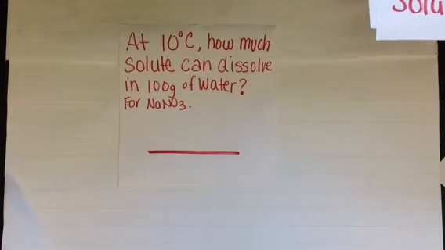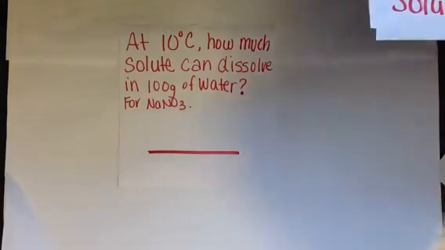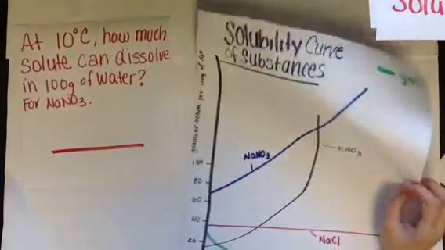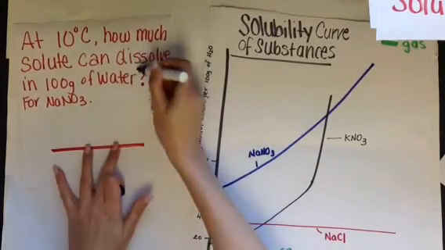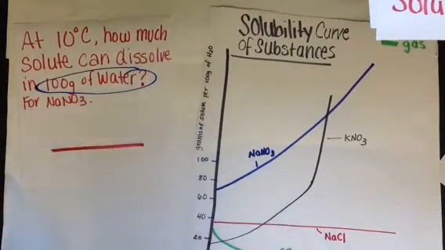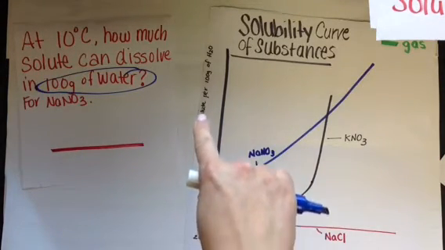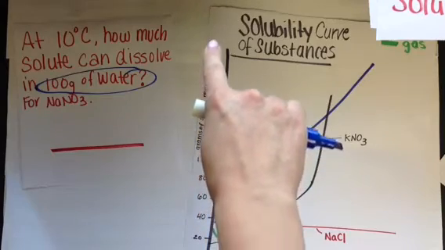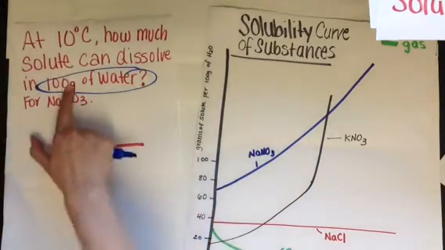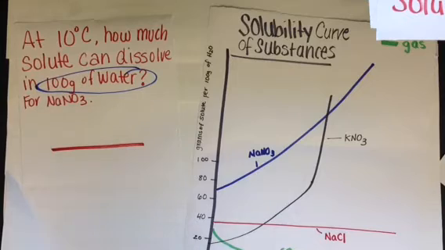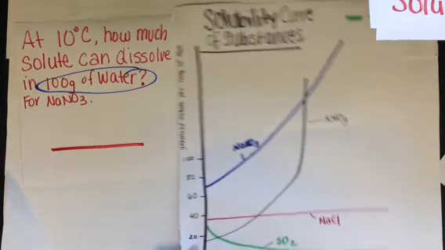Here's an easy one. It says at 10 degrees Celsius, how much solute can dissolve in 100 grams of water for NaNO3? Okay, now, as long as they mention 100 grams of water or 100 milliliters of water, this means I can use this graph. Why? Because look at the axes. It talks about grams of solute per 100 grams of water. That's all this means.